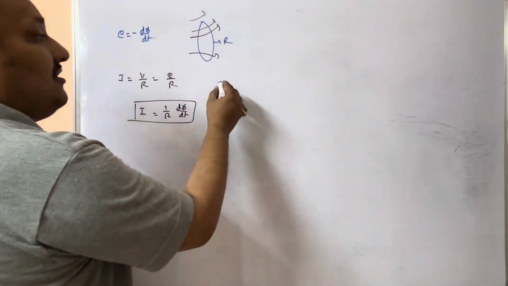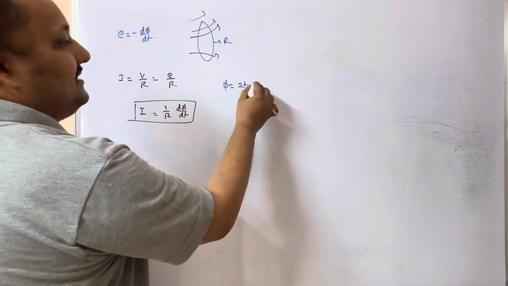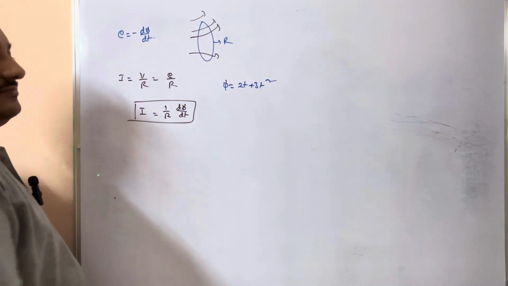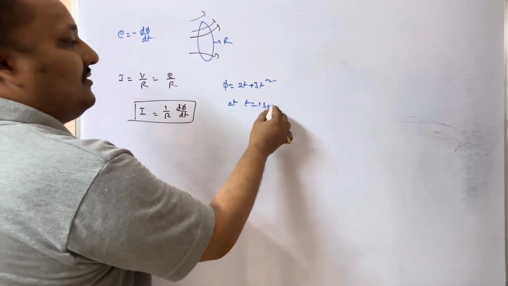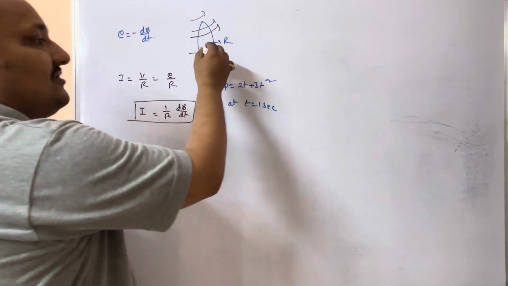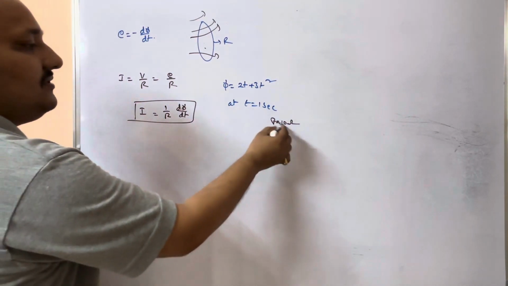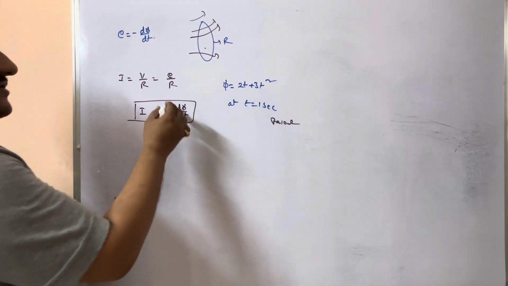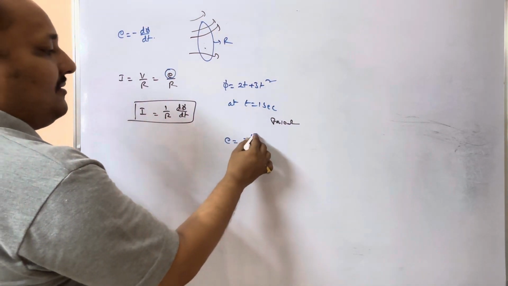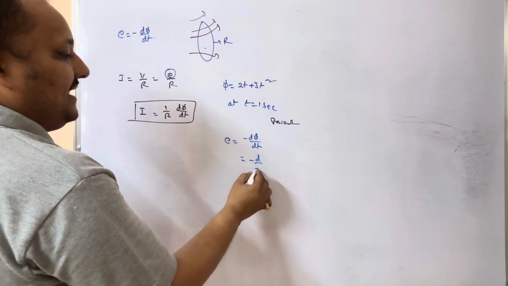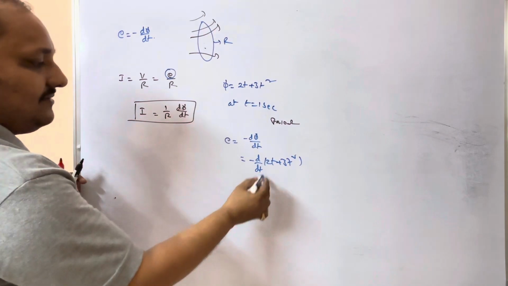So in the previous question, they gave the flux as 2t plus 3t square. So what is the current at t is equal to 1 second if the resistance of this coil is 10 ohms or 5 ohms? They are going to ask like this. At that time, first we have to find the EMF. How will you find EMF? E is equal to minus d phi by dt. Minus d by dt of phi, value 2t plus 3t square.